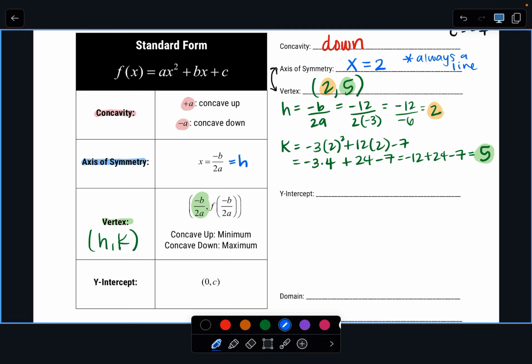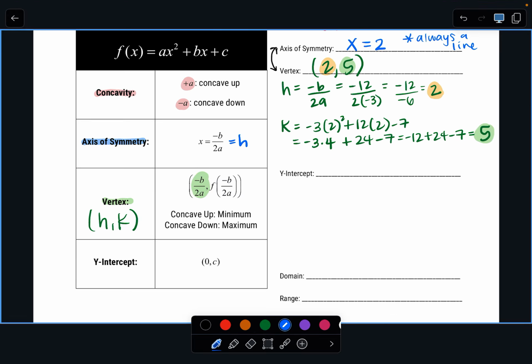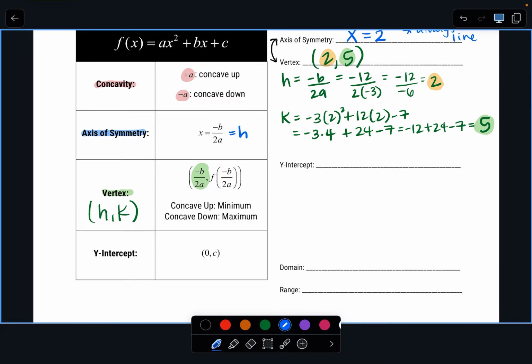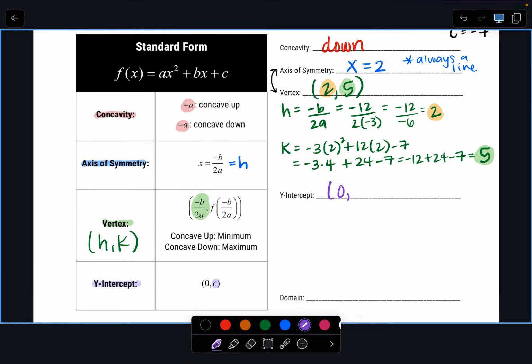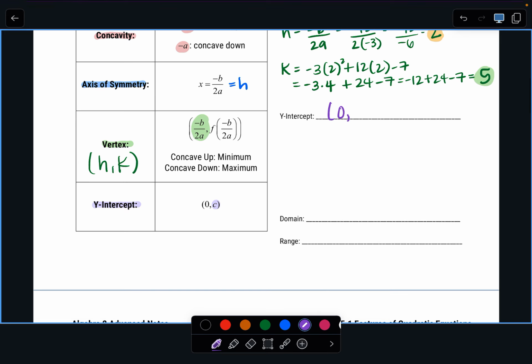Now, there are benefits to each method, standard form and vertex form. Standard form is really great when it comes to the y-intercept, because the only thing you need to know for the y-intercept is the value c. So if it's (0, c), what's the c value of this standard form? What's the c from the equation? -7. So that tells me the y-intercept is -7.